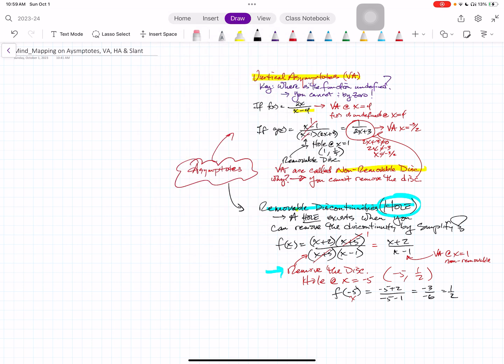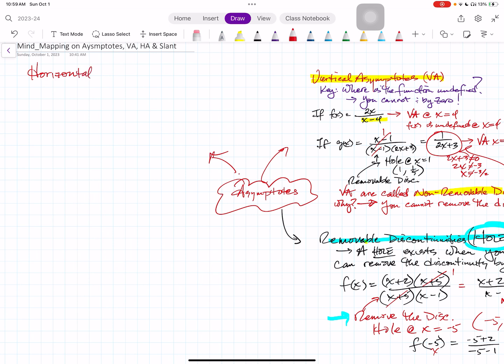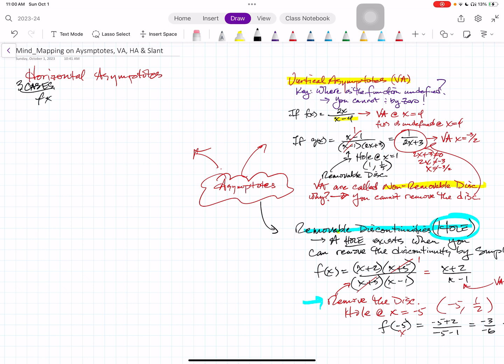So let's go off to the side, to the upper left, up here, and let's talk about the horizontal asymptotes here. Okay, here we go. Now, what we want to do is take a look at a few types. There are 3 different cases when it deals with rational functions. So case number 1. Okay, let's take a function here. I don't want to get too technical here. But anyways, let's take f of x here.